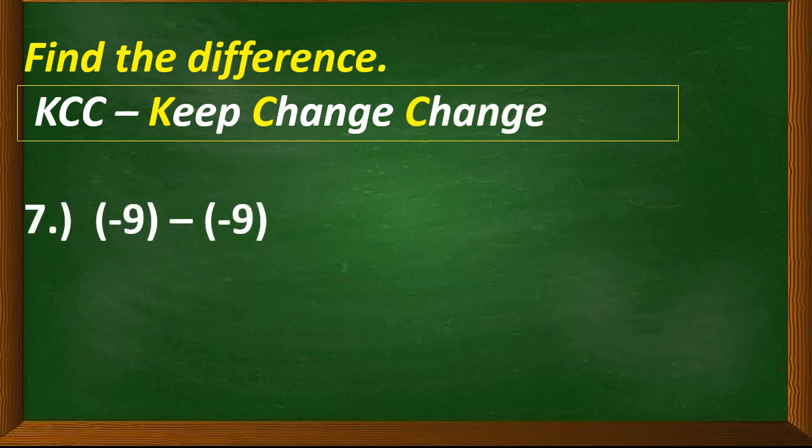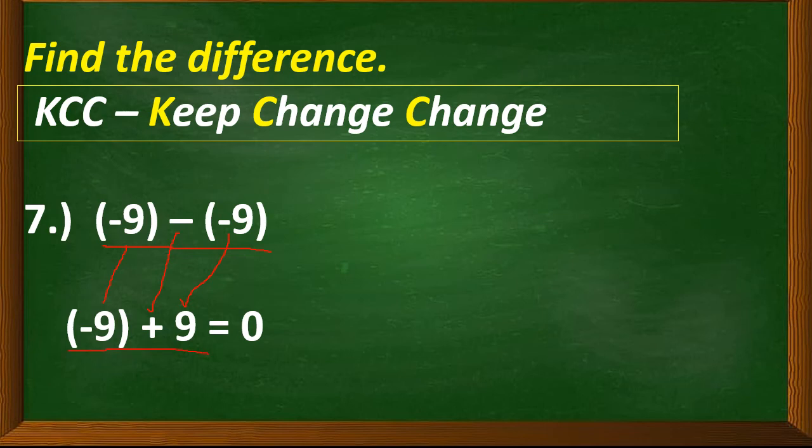Next example, negative 9 minus negative 9. Remember the rule? Copy the first integer. Next, change the operation to addition. Next, negative 9, change to positive 9. And in here, we have to apply the rule in addition. So negative 9 plus 9, unlike signs, subtract. So 9 minus 9 is 0. 0 is neither positive nor negative. 0 is a neutral number.